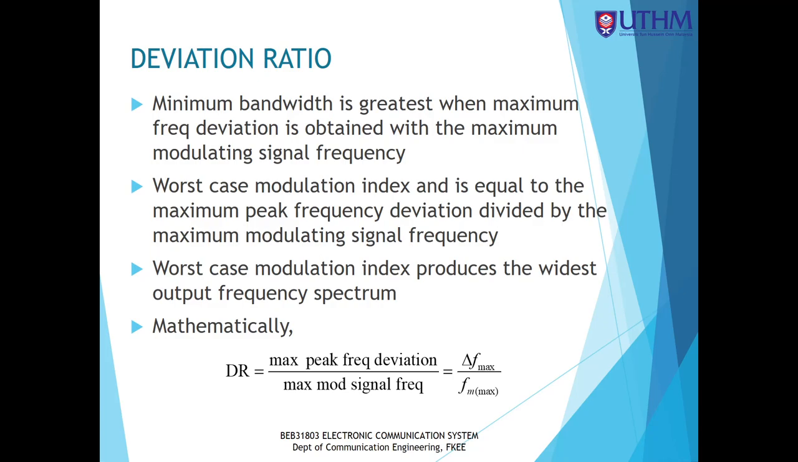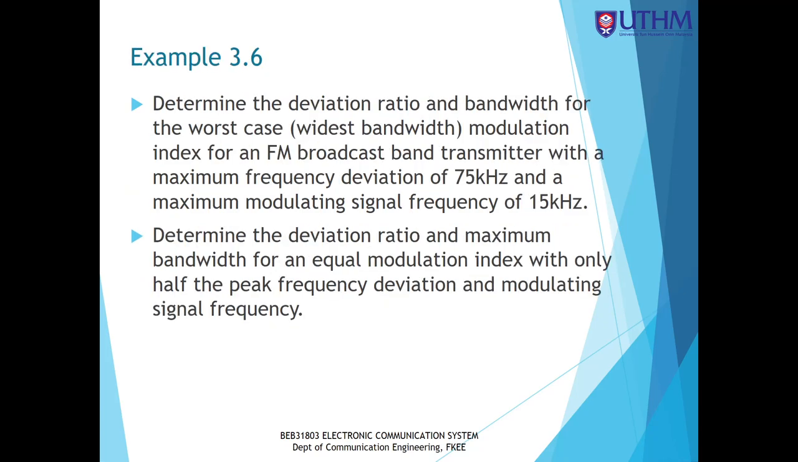Okay, so you see that if you remember, this is for the standard. Okay, let's look at the example. So determine the deviation ratio. Remember, deviation ratio is the maximum bandwidth, the one that produces the widest bandwidth. So deviation ratio is the highest modulation index that produces the widest bandwidth.